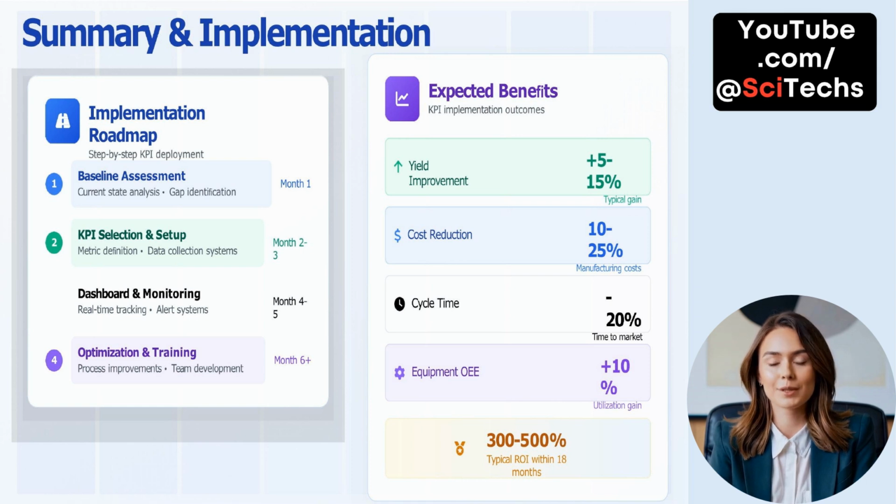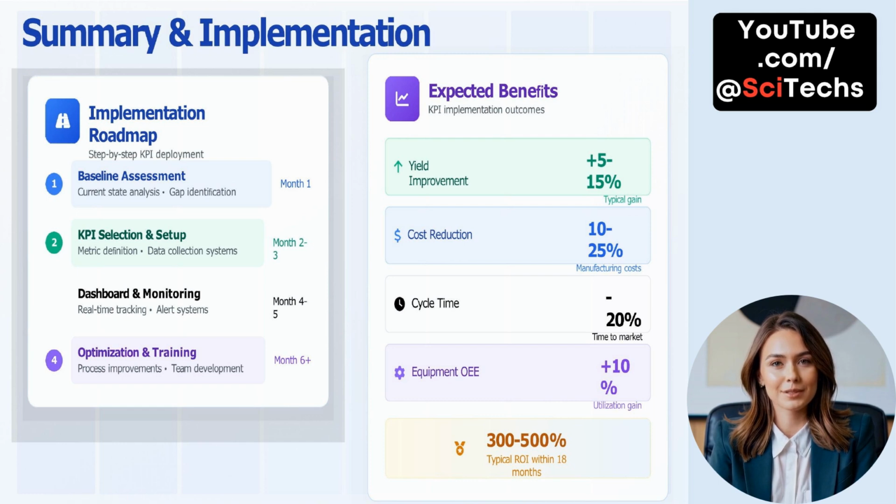By months 4 and 5, the focus shifts to dashboard and monitoring. Real-time tracking tools and alert systems are introduced to provide visibility and support fast response to deviations. Finally, from month 6 onward, teams engage in optimization and training to drive process improvements and build team capability.